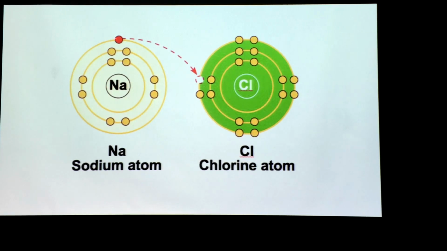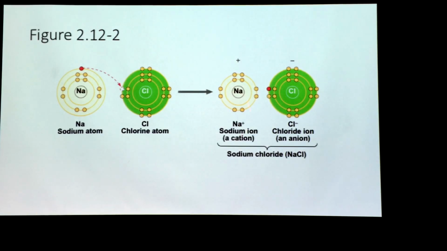If I give an electron away, I give away something negative. If I give something negative, I become a little bit positive. If I gain an electron, like in this chlorine atom, I become a little bit more negative. I'm a negatively charged ion, and the other is a positively charged ion. Positively charged ions are said to be cations, and negatively charged ions are said to be anions.